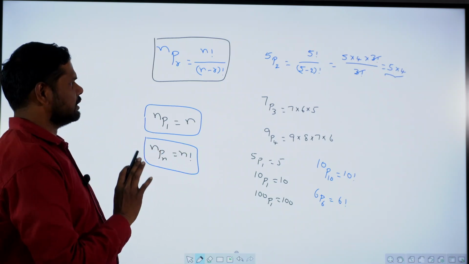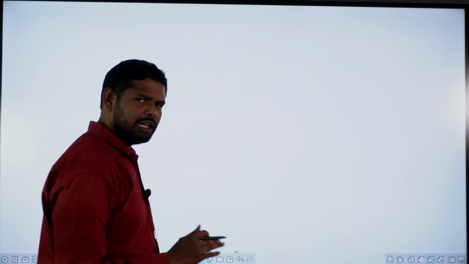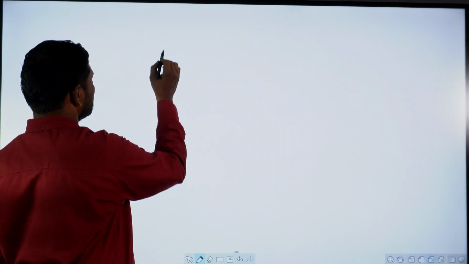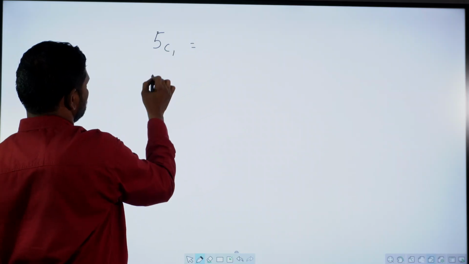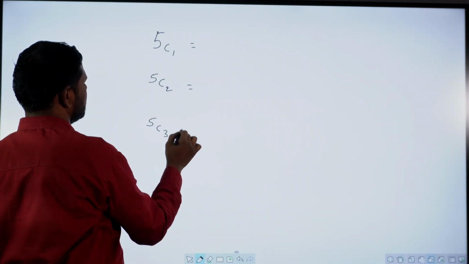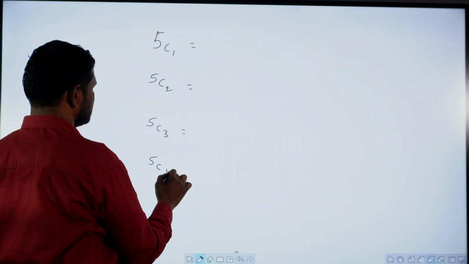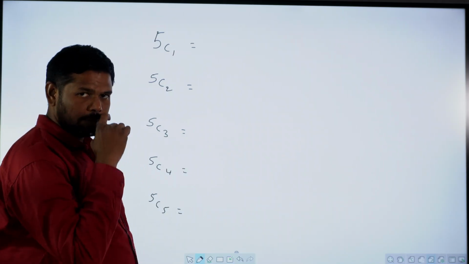Very simple. That's it. Similarly, here we discuss the C calculations also. Suppose 5C1, how much is the value? 5C2, how much? 5C3, how much? 5C4, 5C5. How are we going to write it?